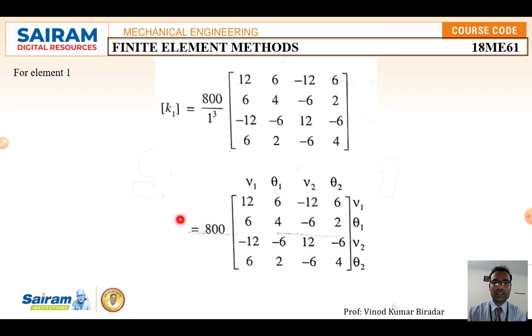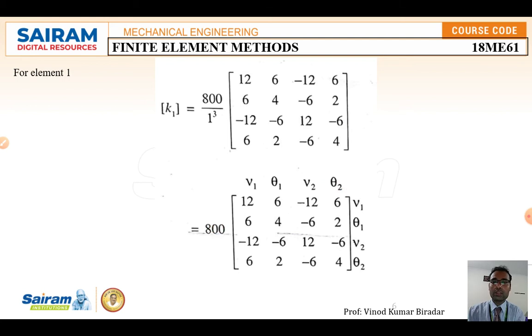That is k1 is equal to 800 times 12, 6, minus 12, 6. Substitute L is equal to 1 and this value. Since this belongs to element number 1, the degrees of freedom are v1, theta 1, v2, theta 2. Look at this, it is very important, to denote the degrees of freedom in the beam element.